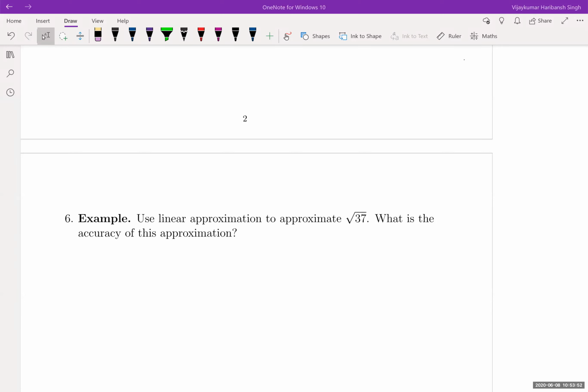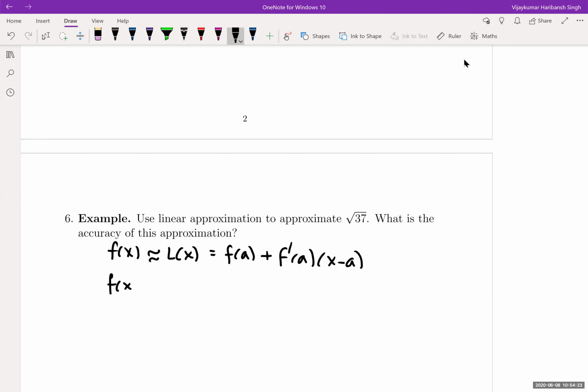Again, now use linear approximation to find the approximate square root of 37. What is the accuracy of this approximation? Again, we are going to use linear approximation. The formula for it is f of x is roughly L of x, which is f of a plus f prime of a times x minus a. Here we need to find out two things. First of all, what is f of x? f of x is going to be the square root of x, because we want to find the square root of 37. We need to also find out a.